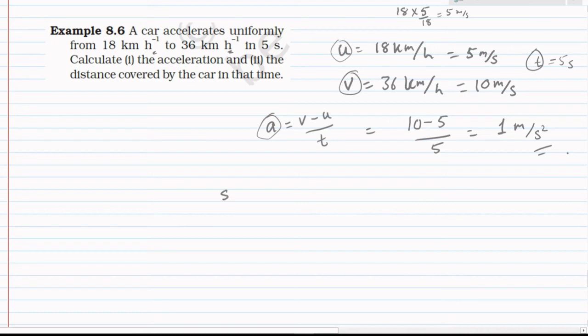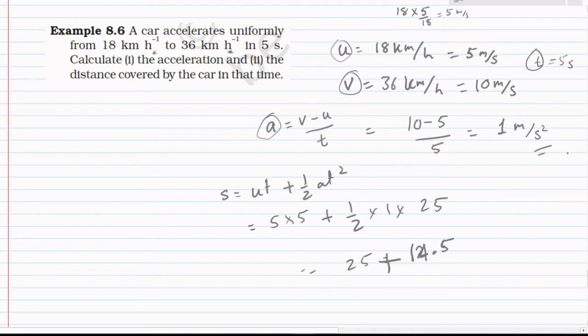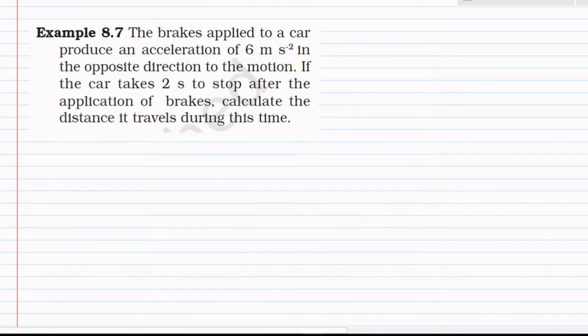Let me again use the s equals ut plus half at square. All you got to do is substitute and find s. u is 5, t is 5, plus half, a is 1, t square is 25. So you get the answer as 5 into 5 plus 12.5, which is nothing but 37.5 meters.